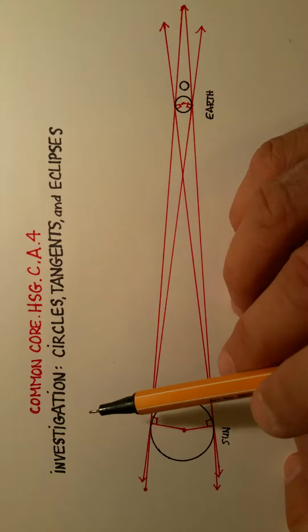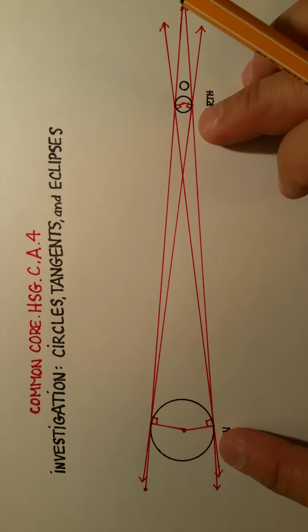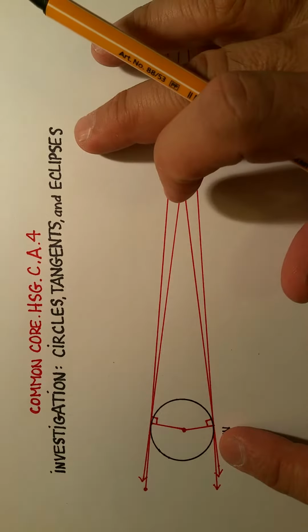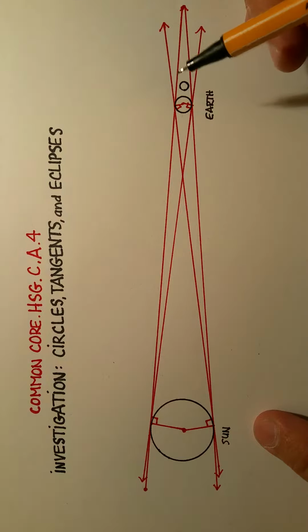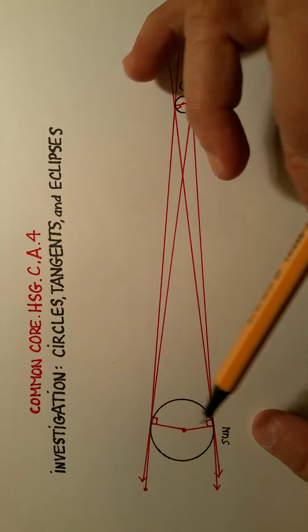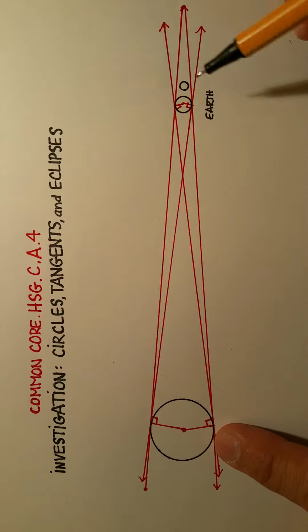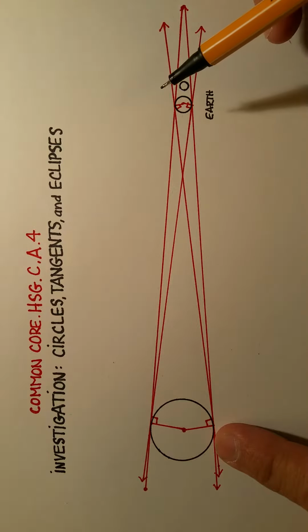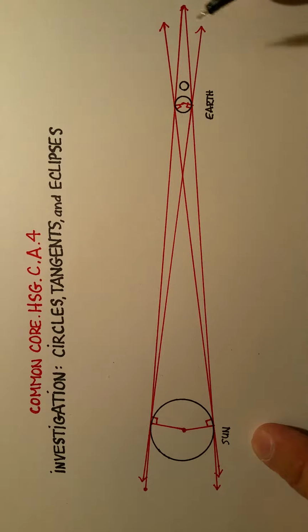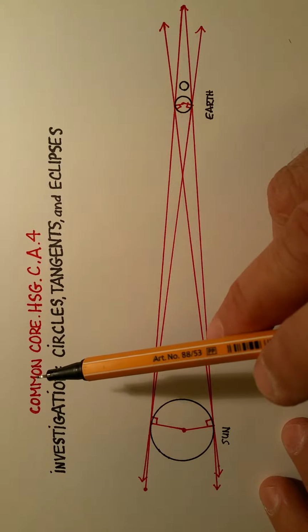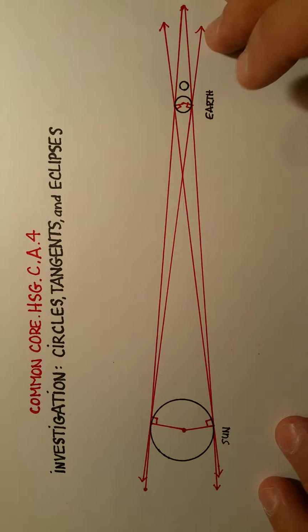Okay, in this investigation, we're going to go over some of the relationships that exist between circles and tangents, which we have studied before, and something real life called eclipses, which you also know something about, I'm sure. I'm going to start off with some definitions of tangent lines in circles. Then we're going to talk about some definitions that have to do with eclipses. And then I'm going to ask you a question to see if you can do the actual investigation itself. This is in line with Common Core for high school geometry, circles, standard A4.